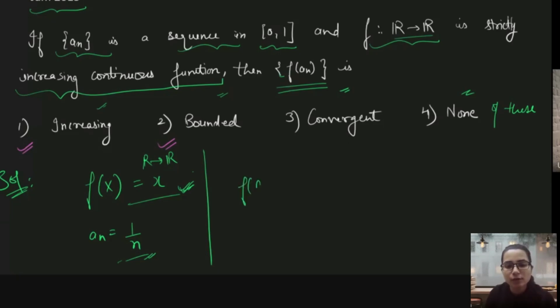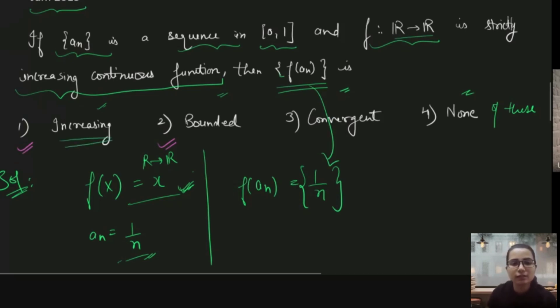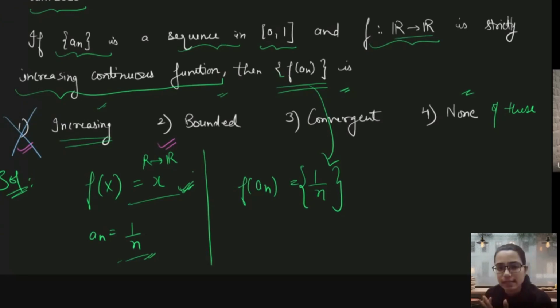Now f(a_n) will be what? Since f is an identity function, it will be 1/n. Now they are asking, what about this sequence? Is it an increasing sequence? No, this is a strictly decreasing sequence. So the first option is incorrect. I'm able to cancel this option because I've taken one example for which the first option is not satisfied. Even if an option does not satisfy one example, it will be cancelled out. But if it satisfies one example, it will not be cancelled out, because it might not satisfy another example. You can cross off options with the help of a counterexample, but you cannot tick options with the help of counterexamples.